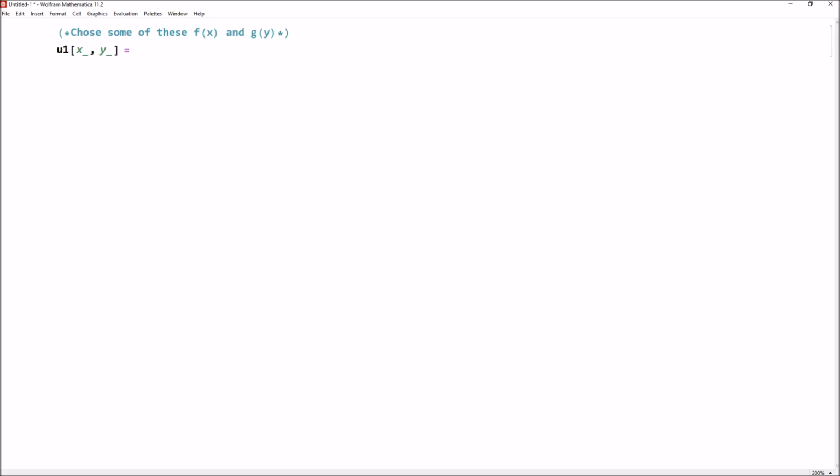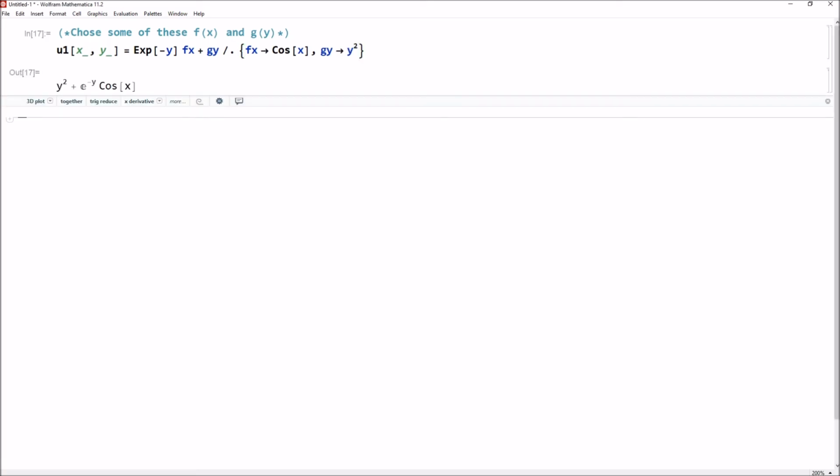Let's do this all in one go here, right? We said that the general solution of this was e to the minus y times f of x plus g of y, right? And now let's just use one of the f's and g's that we discussed. So let's slash dot and say replace anywhere you see an f of x. Let's use the first example, how about cosine of x, and then g of y we said was going to be y squared here, right? So here's u1. That's my first candidate function.